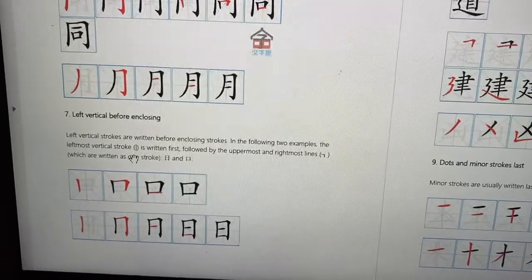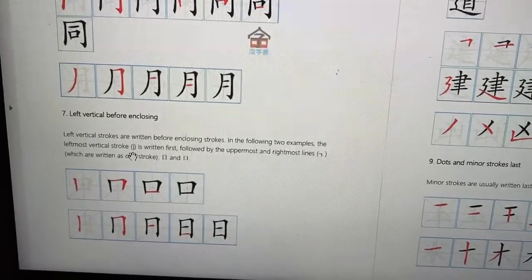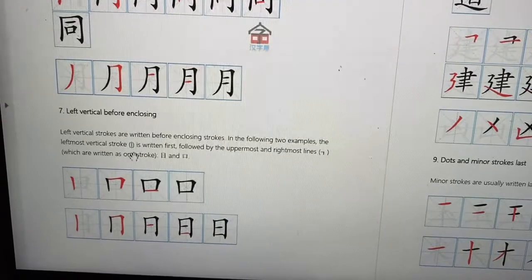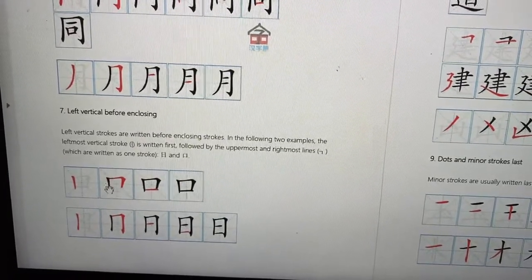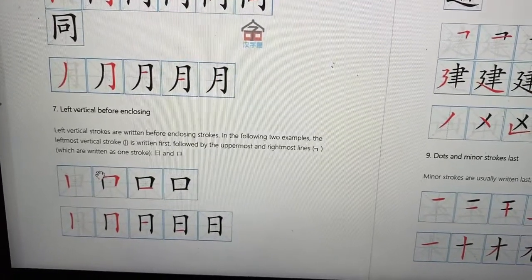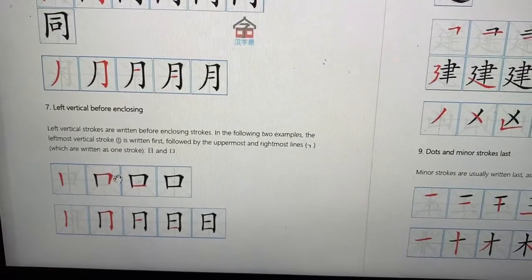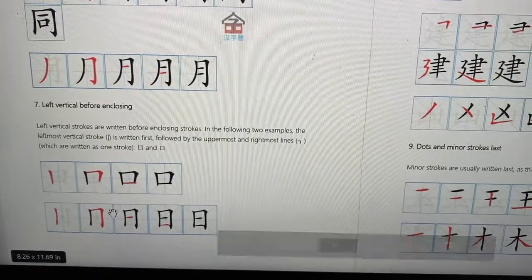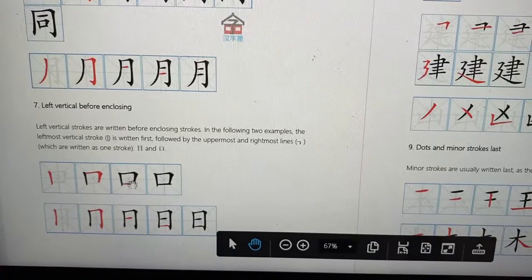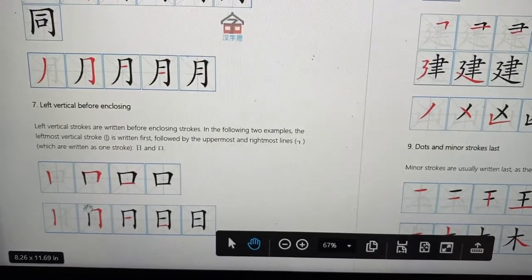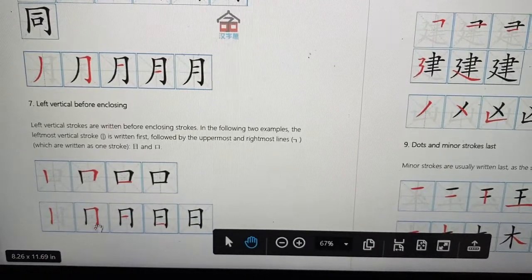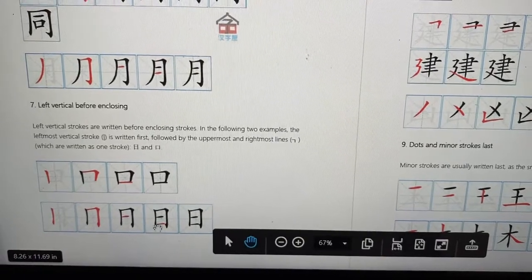So when we construct an enclosing one, or an enclosure, we write the left vertical stroke first, the 竖 first, and then the 折, and the last one. 竖 first, 折, content, seal it.